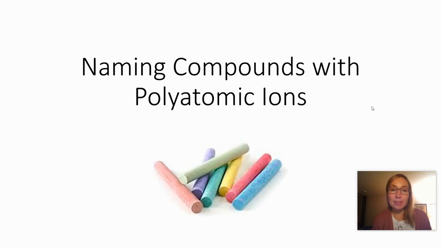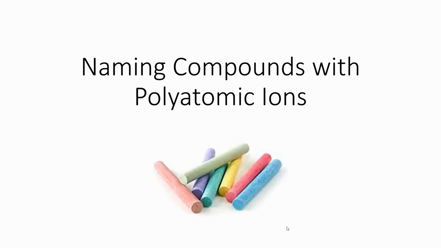So today's screencast is about naming compounds that contain polyatomic ions. Why are those important or relevant? One example is calcium carbonate, a compound with a polyatomic ion that used to be the main ingredient in chalk. Most chalk is actually gypsum now, so it's usually made with calcium sulfate, but that's another compound that contains a polyatomic ion. So, these are really common in our everyday life.